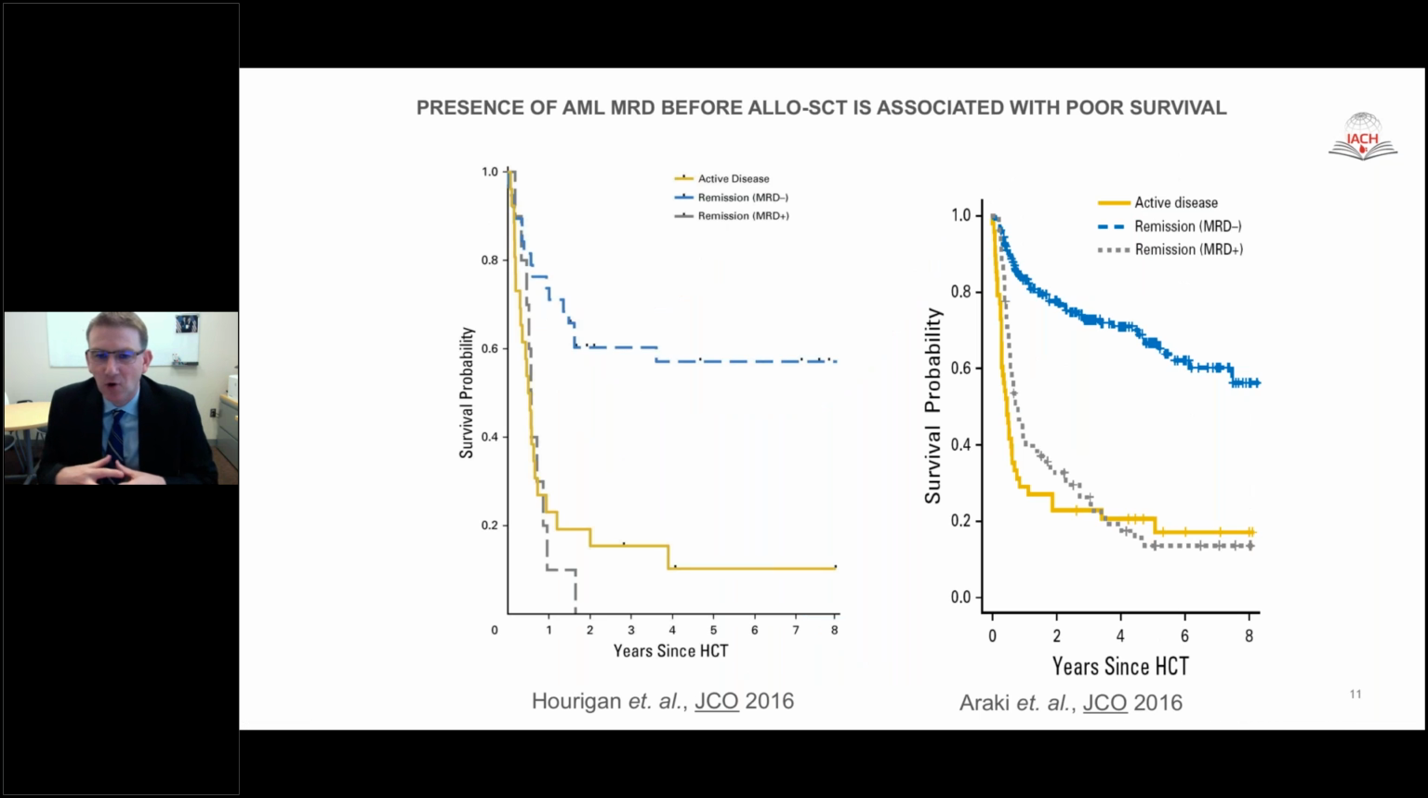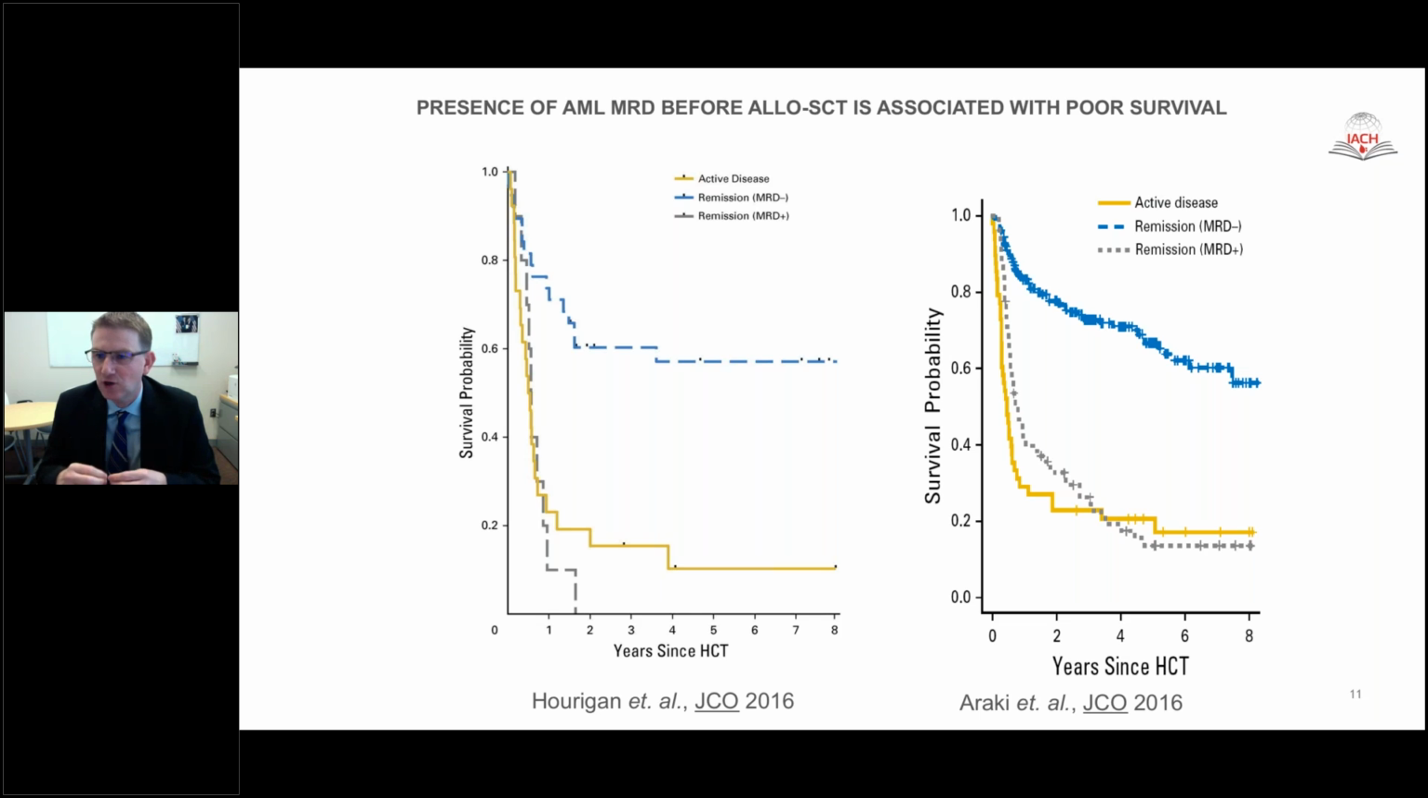And so why this is important is because it can help us with prognosis. These are 2 independent studies. On your left is a study from here at the NIH using molecular methodology. On the right is a much larger study from the Fred Hutchinson using flow cytometry. Essentially, though, the take-home message from these 2 studies is the same.